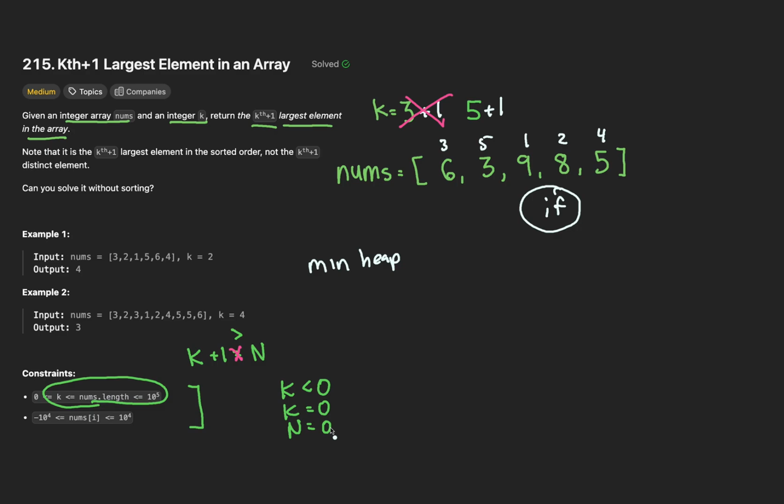The time complexity and space complexity both remain the same from the previous solution. The time complexity is n times log k, and the space complexity is big O of k. Amazing. Like I said, none of the other code changes. Let's dive into the implementation.